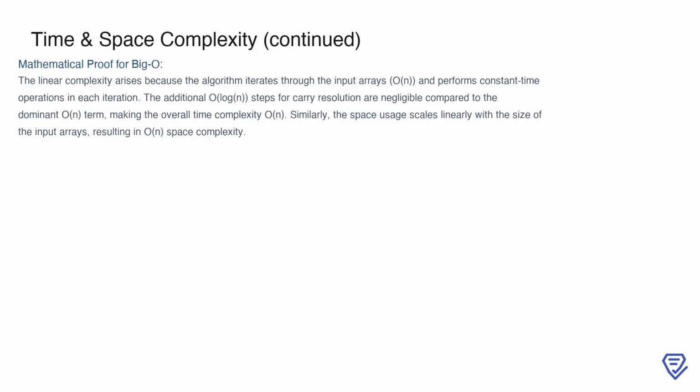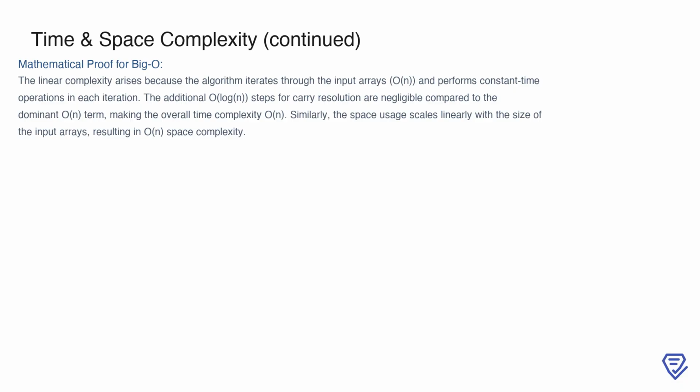The linear time complexity arises because the algorithm processes each digit of the input arrays in O(n), and performs constant time operations during each iteration. While carry resolution adds up to log n additional steps, this is negligible in comparison to the dominant O(n) term.